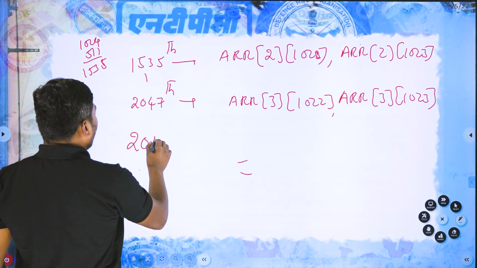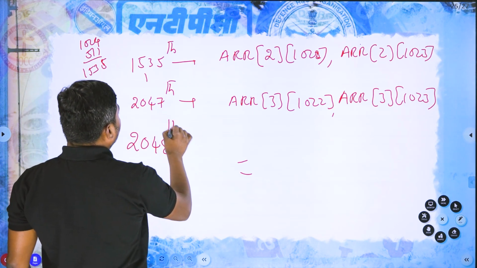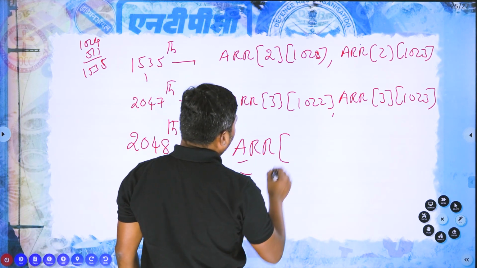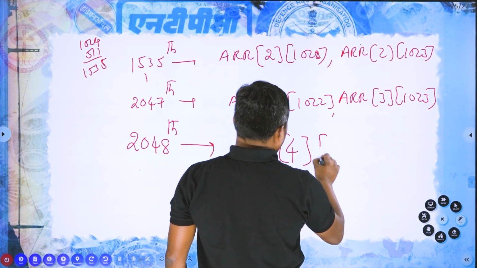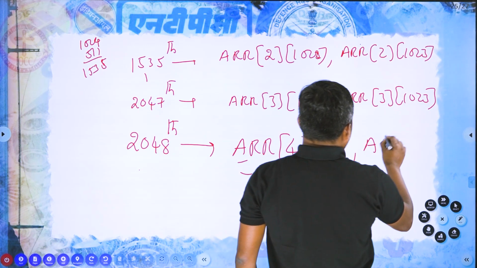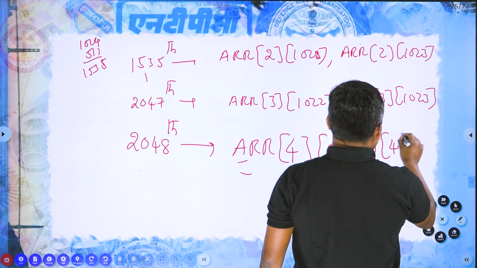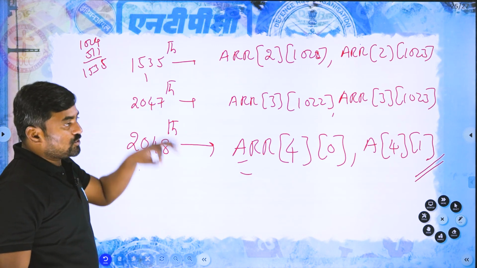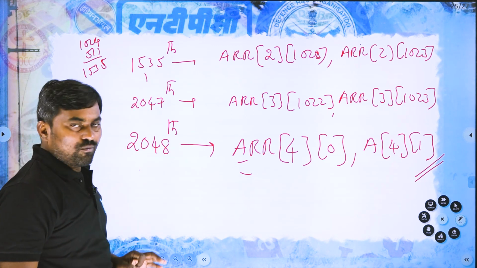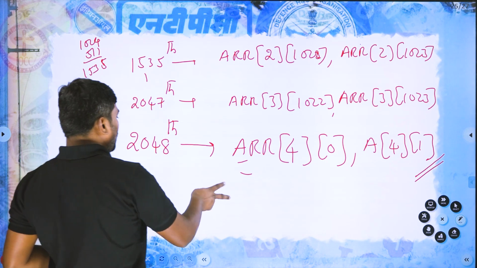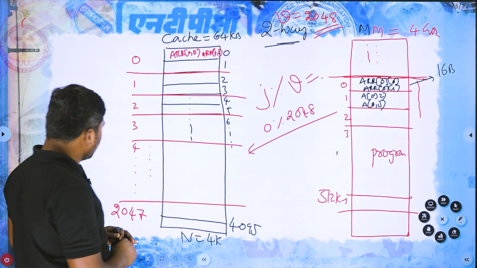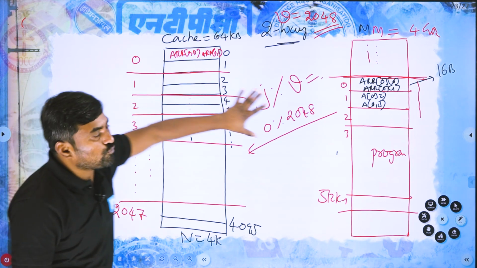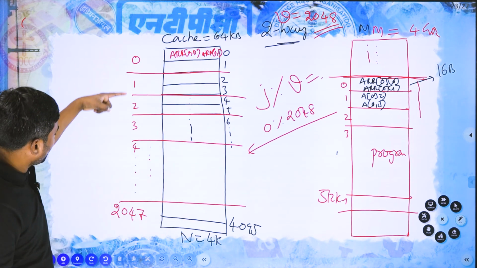Suppose 2048, okay, the 2048th block, what is it containing? ARR of 4, this is 0, and ARR of 4 of this one. Do you agree with this point? The 2048th block, getting it because it is half of the elements. Now, how many sets are there? Go to the point here. How many sets are there? 2048 sets, total sets are 2048. Getting my point? Numbered from 0 to 2047.